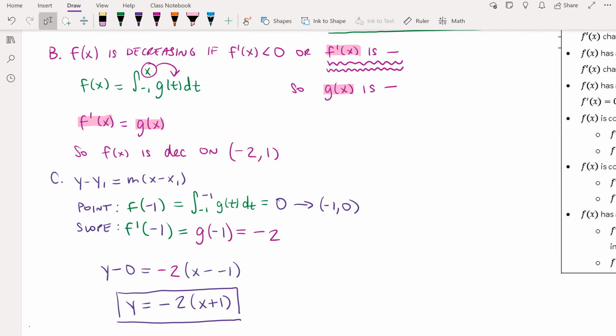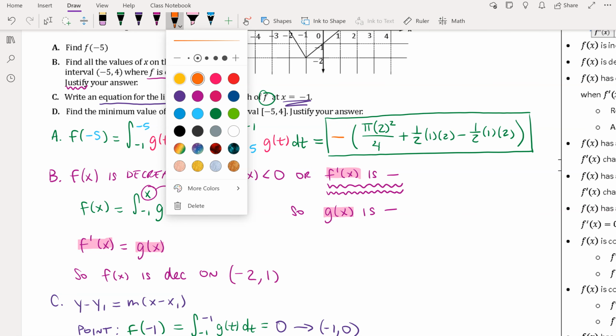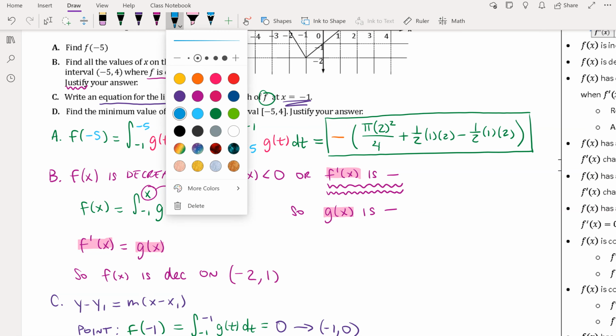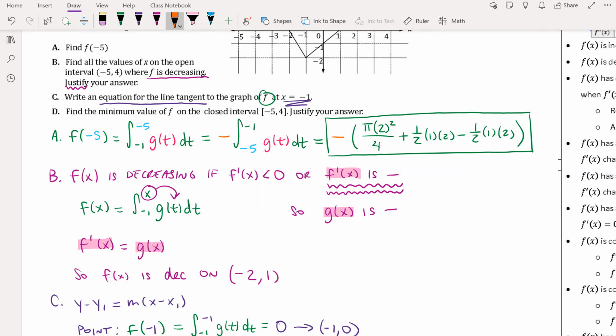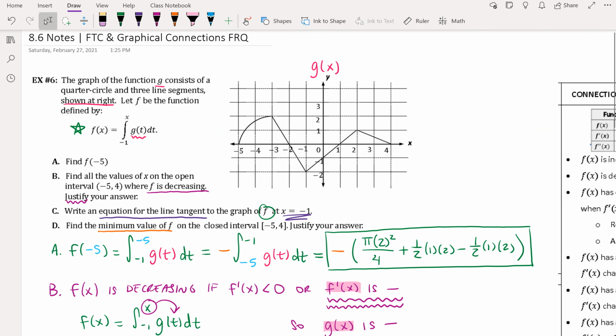All right, let's do part D. Part D. We have another keyword, another calculus keyword. I'm trying to pick a color. Sorry, I'm being really picky, y'all, because I'm trying to make it obvious where I'm looking for things. I'll just use orange again. Okay, find the minimum value of f on the closed interval negative 5 to 4. Okay, so minimum. That's a keyword, and that's another graphical connection keyword.